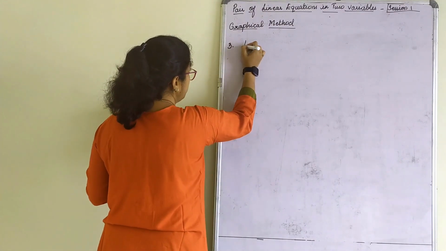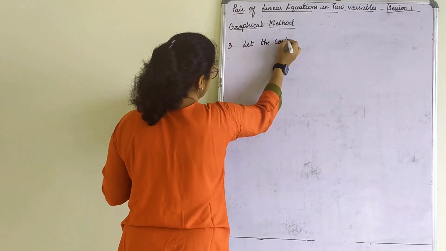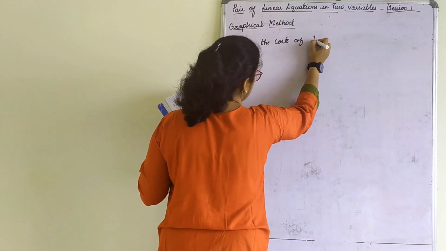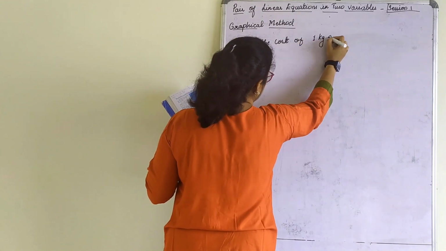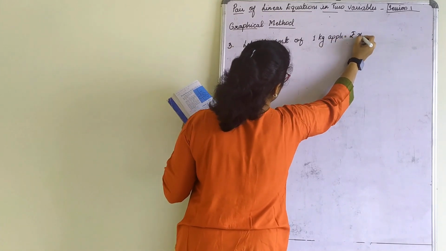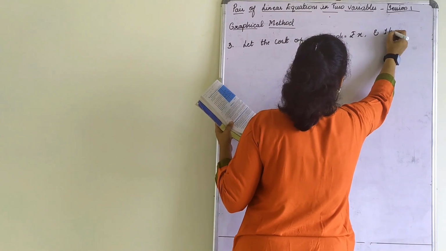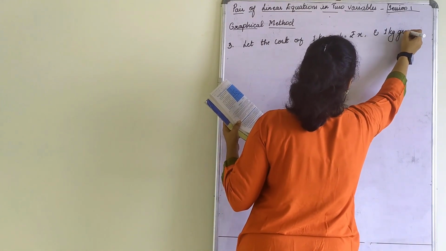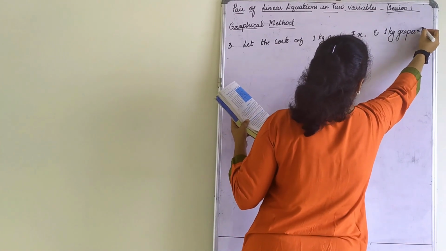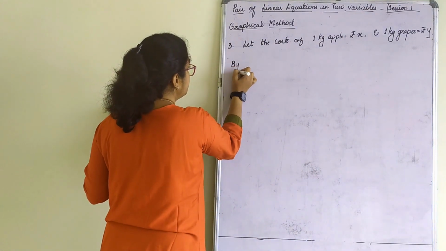So again the same, let the cost of 1 kg apple be rupees x and 1 kg grapes be rupees y. Directly now, by data.